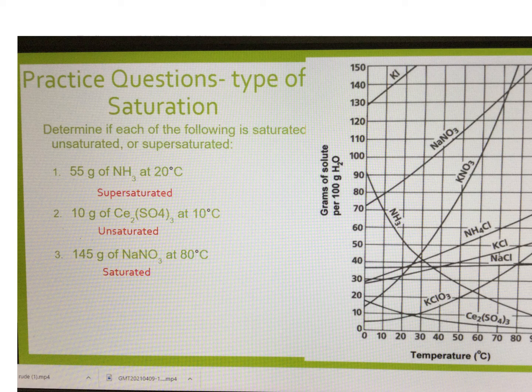Okay, so for that first one, it was supersaturated because it was above the line. For that second one, the 10 and 10, it was below the CeSO4 line, so it is unsaturated. And for number 3, it's saturated because it's right on the line.